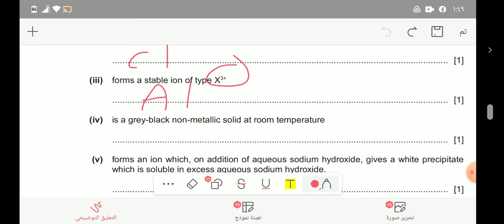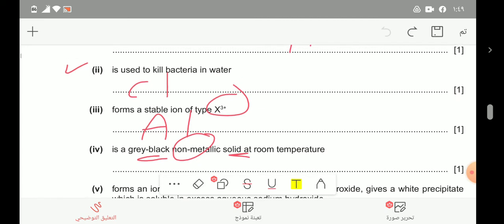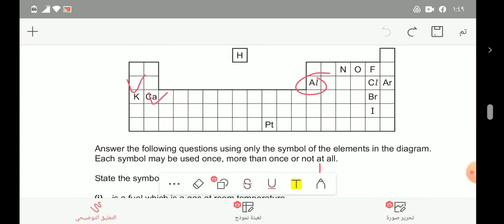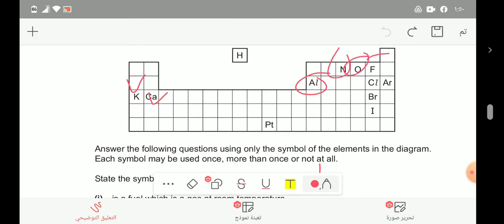The next is a gray-black non-metallic solid at room temperature. So the non-metals here are nitrogen, oxygen, fluorine, chlorine, argon. All of those are non-metals, but they are gases. Bromine is a non-metal, but it is a liquid. So it is iodine.